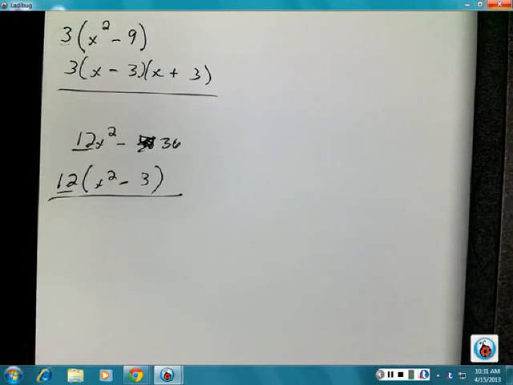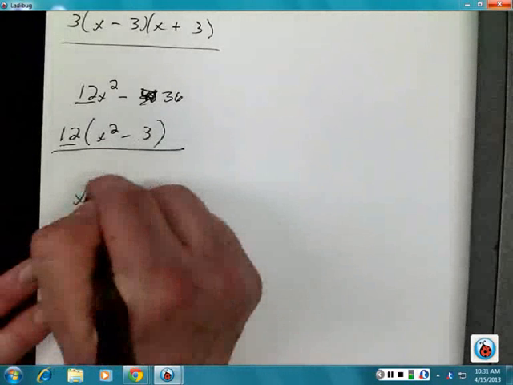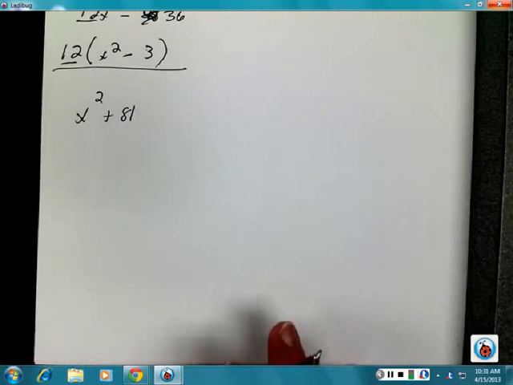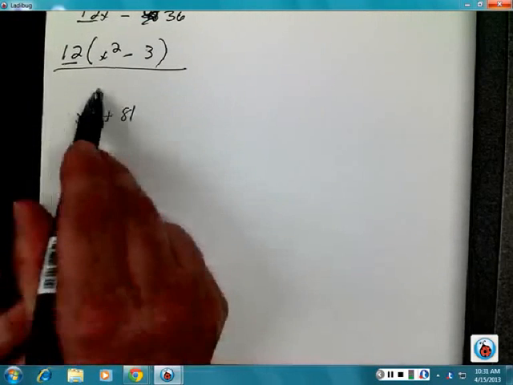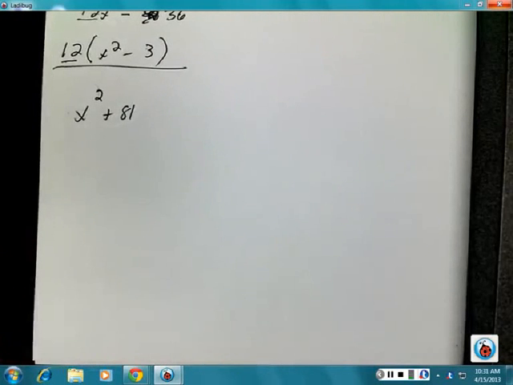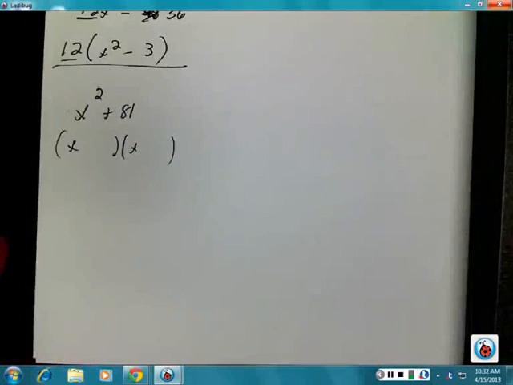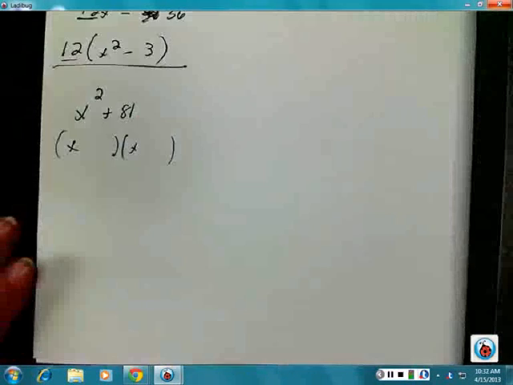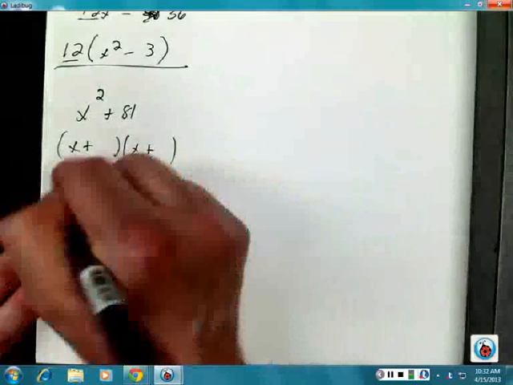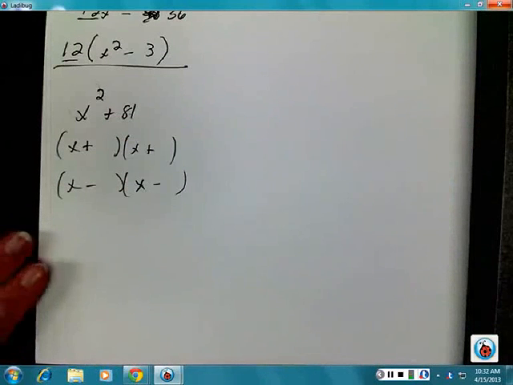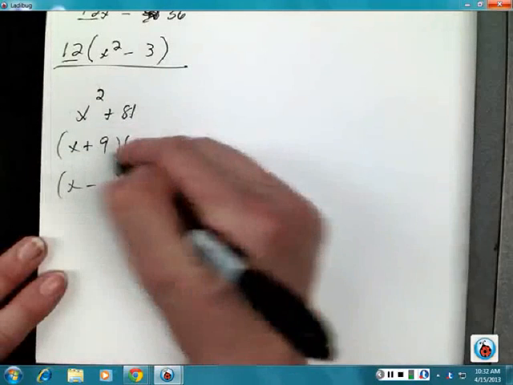So some of these you can factor and some you can't. Another one you cannot do, even though it looks correct, is x squared plus 81. It looks like perfect squares, which it is. But if I try to factor it, we get an x and an x. To get a positive 81 at the end, I need either a positive and a positive, or a negative and a negative, because I can't get the opposite signs. And 81 is 9 and 9.